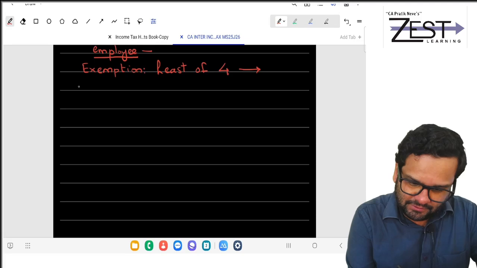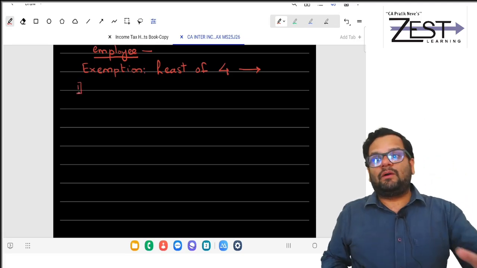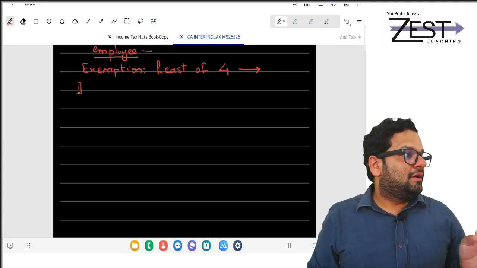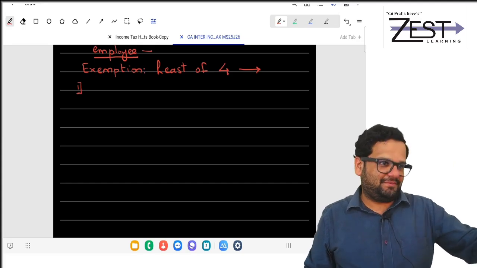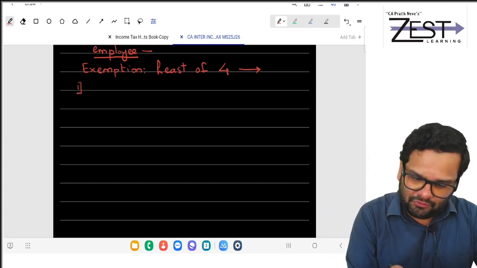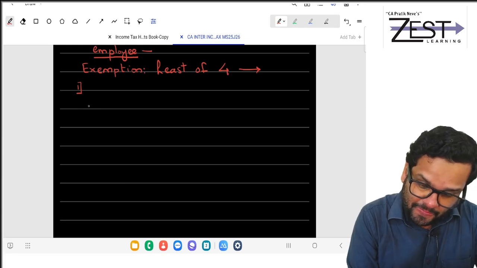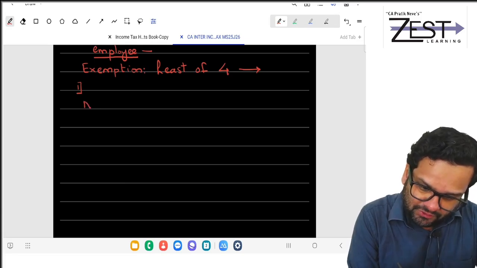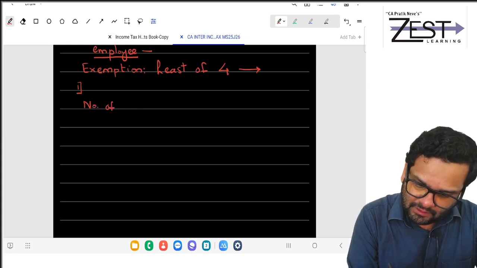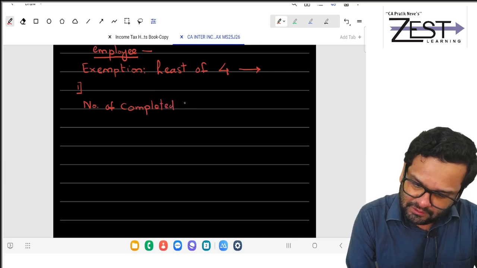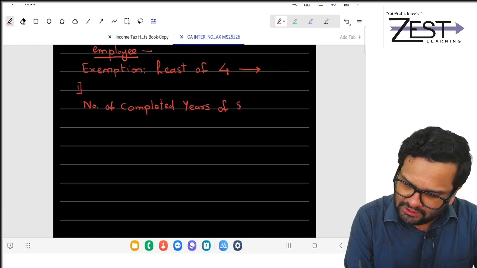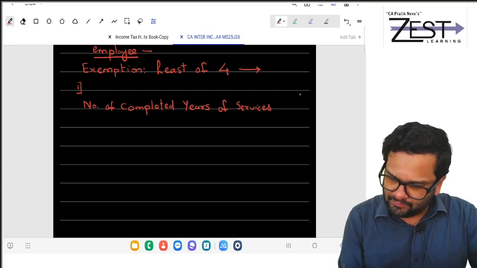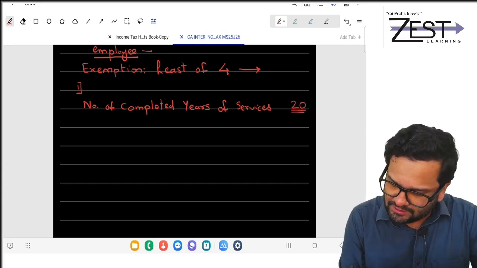First point is, now I'm not writing that whole point, but I'm explaining it to you by breaking it up. Tell me, in the first point, what is the number of years of service? I should check the number of completed years of service. Always I should check that here. In the given case it is 20.